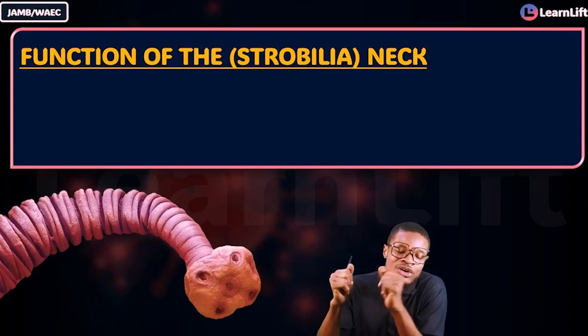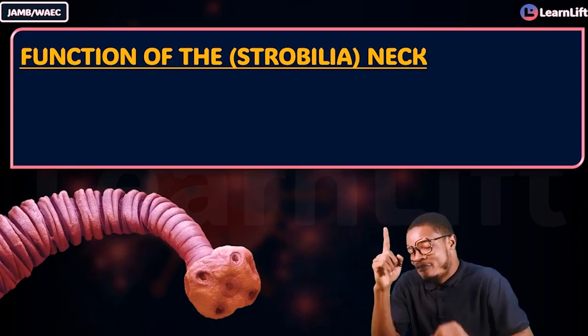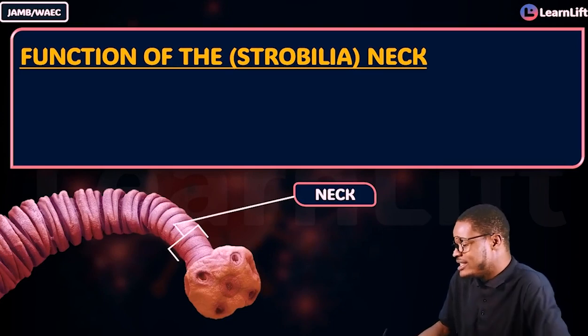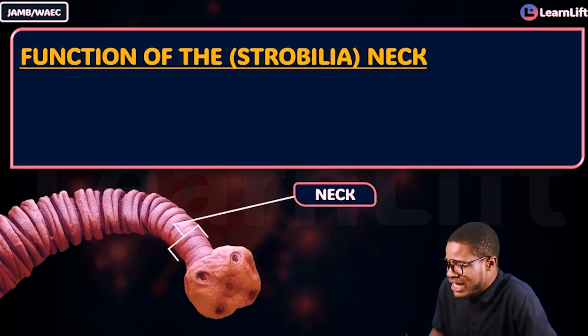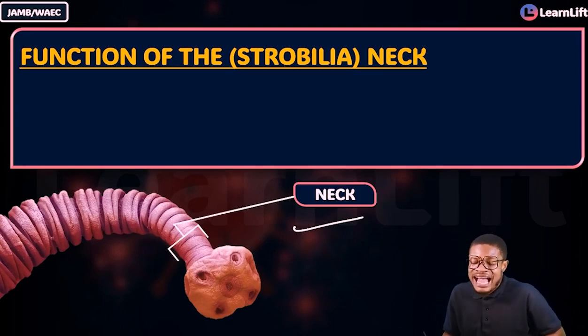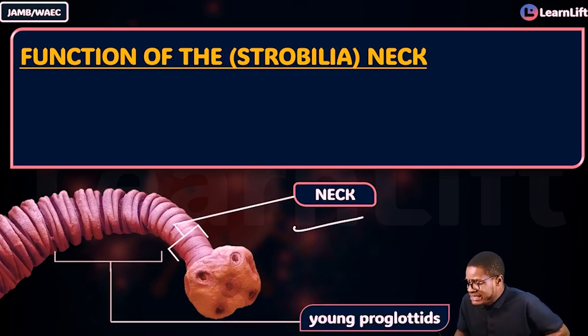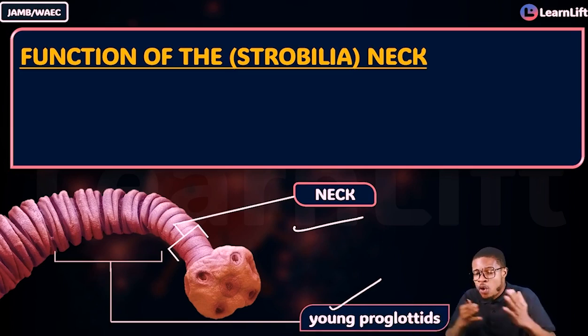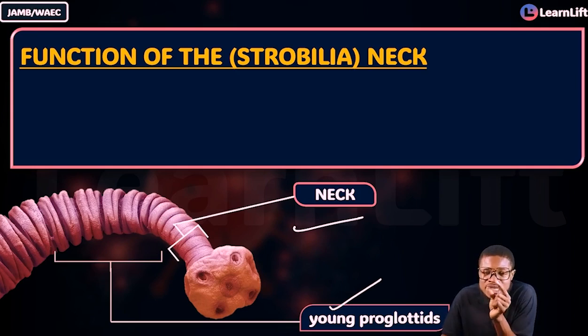Now, what is the function of the strobila or the neck? First and foremost, this here is the neck. You can see the neck carefully, and the neck is kind of small. And then this is the young proglottids. So there is young and there is old proglottids. You will see it shortly. So after the head, which is the scolex, the next thing you have is the neck, which is the strobila. Then you can now have your young proglottids.